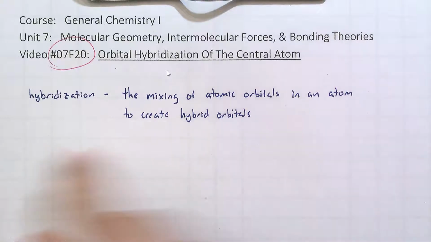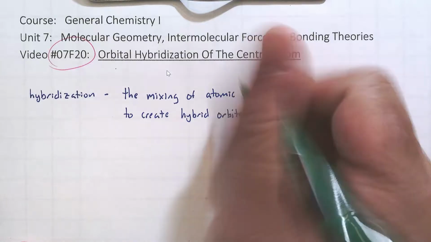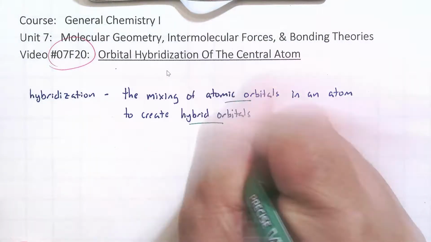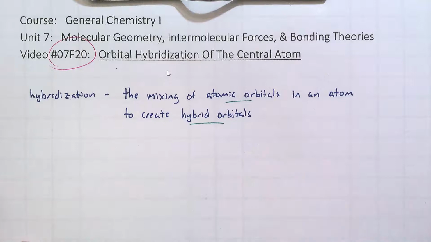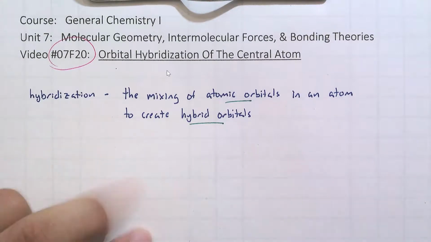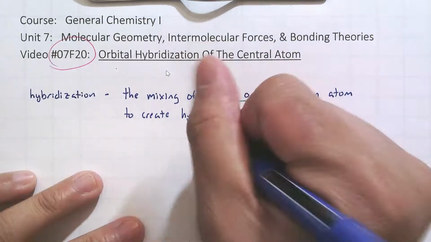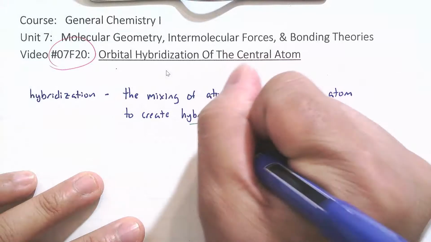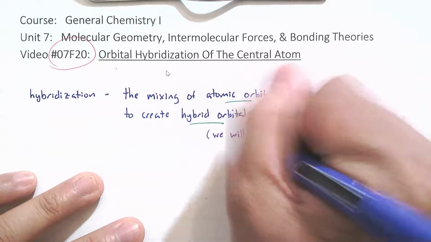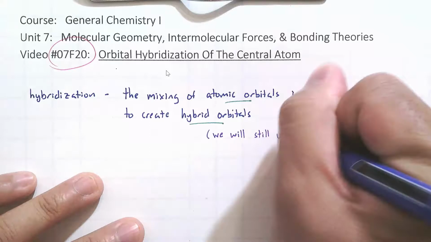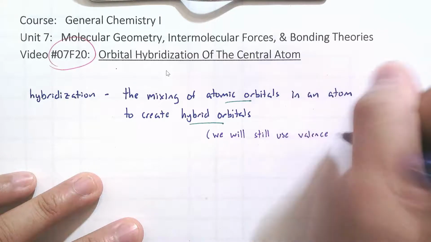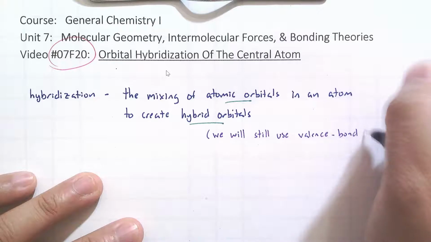The first thing is this word hybridization. Hybridization is the mixing of atomic orbitals in an atom to create what's called hybrid orbitals. And it's these hybrid orbitals that are going to follow valence bond theory. Okay, so we are still using valence bond theory, but now we're going to overlap hybrid orbitals.